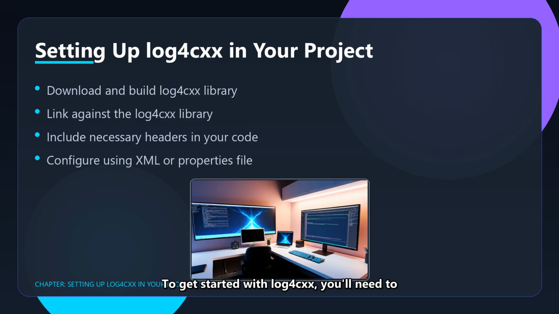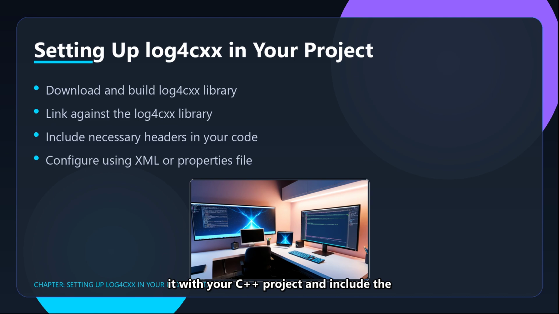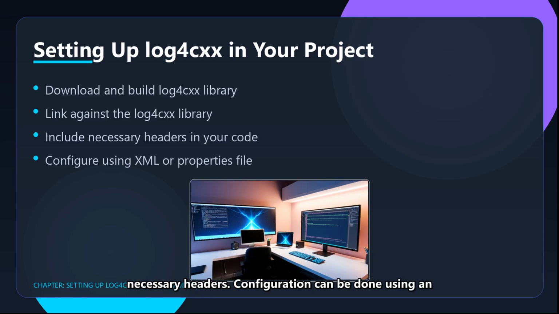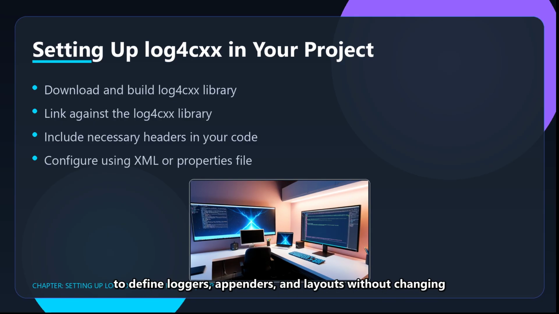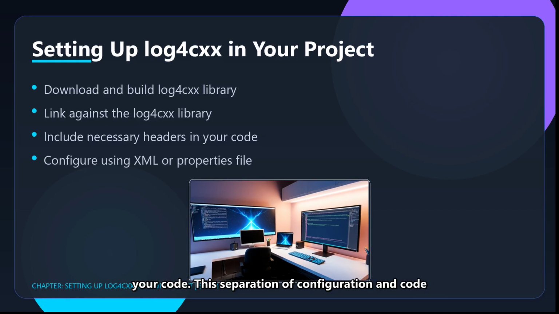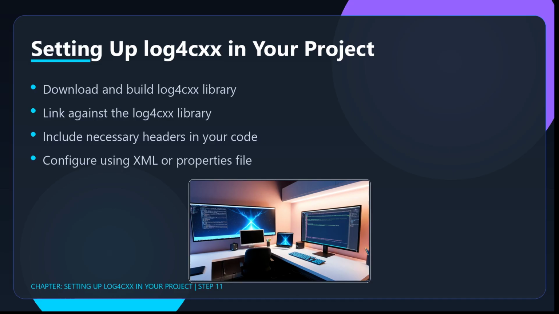To get started with log4cxx, you'll need to download and build the library. Once built, link it with your C++ project and include the necessary headers. Configuration can be done using an XML file or a properties file, allowing you to define loggers, appenders, and layouts without changing your code. This separation of configuration and code is one of log4cxx's key strengths.